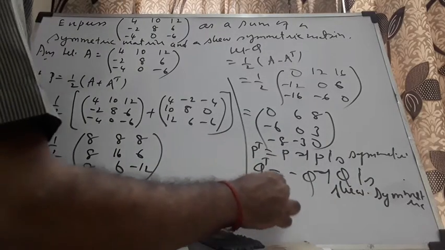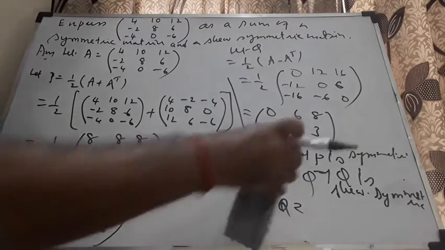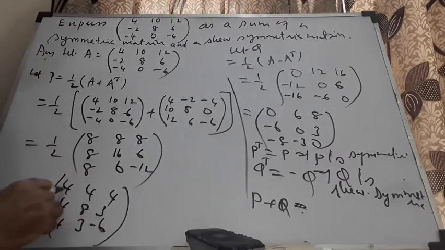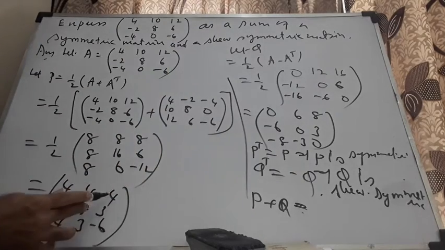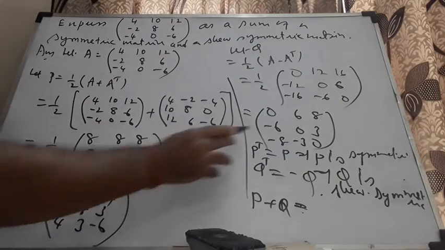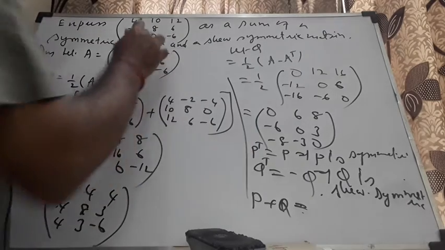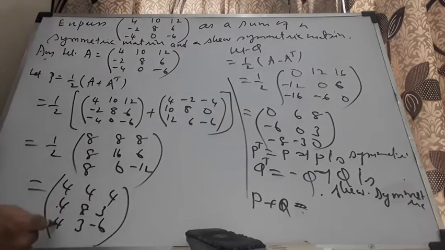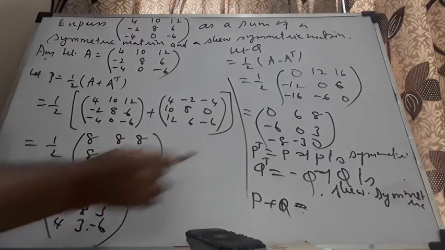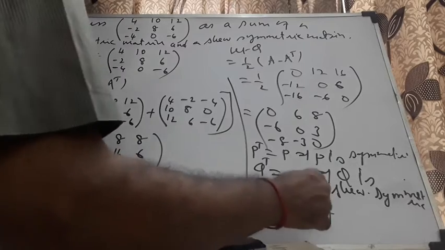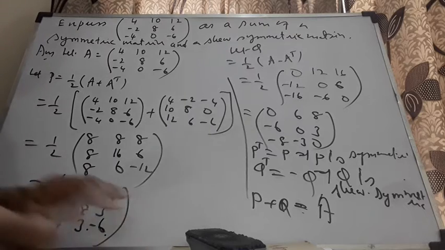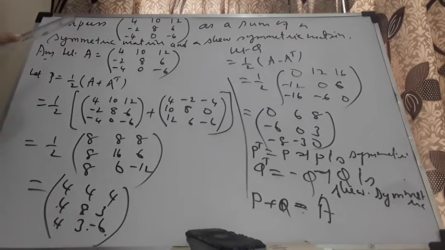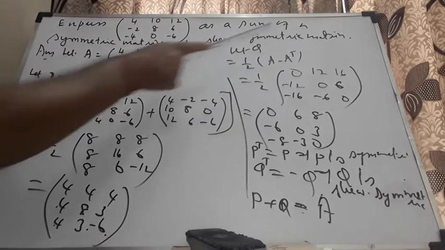Also let me check P plus Q. I don't have enough space here. This is my P. 4 plus 0 is 4. Then 4 plus 6 is 10, correct. 4 plus 8 is 12, correct. 4 minus 6 is minus 2, correct. 8 plus 0 is 8, correct. 3 plus 3 is 6, correct. 4 minus 8 is minus 4, correct. 3 minus 3 is 0, correct. Minus 6 plus 0 is minus 6, therefore I am able to get A. You can give the conclusion: thus A is written as a sum of a symmetric matrix and a skew symmetric matrix.